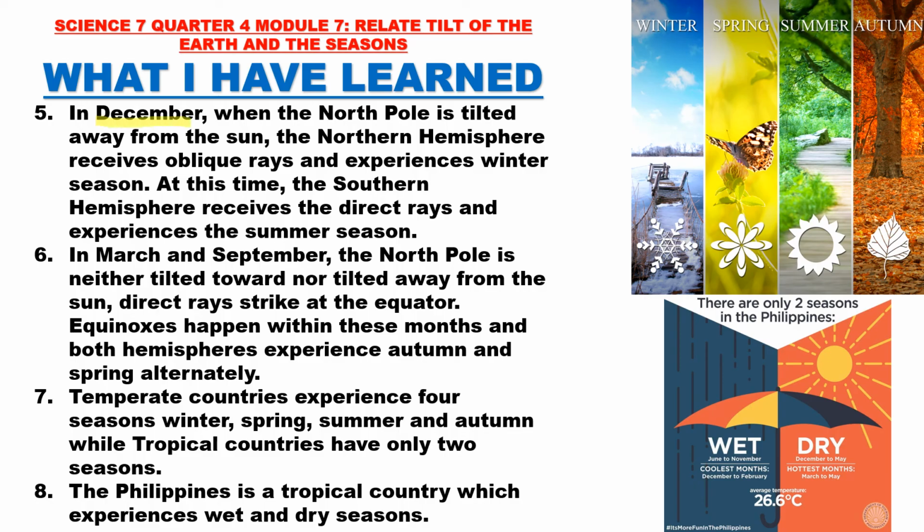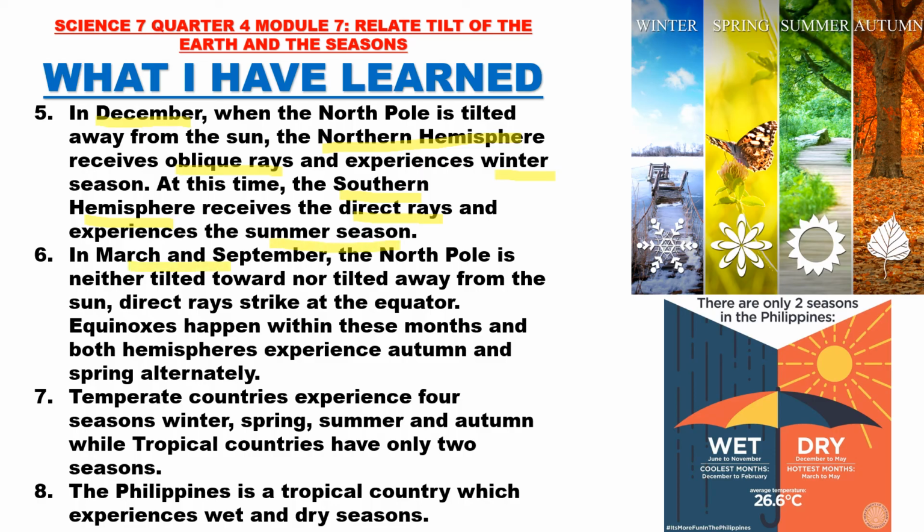In December, when the North Pole is tilted away from the sun, the northern hemisphere receives oblique rays and experiences winter season. At this time, the southern hemisphere receives the direct rays and experiences summer season.